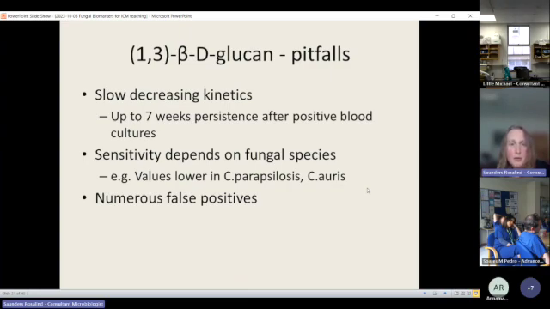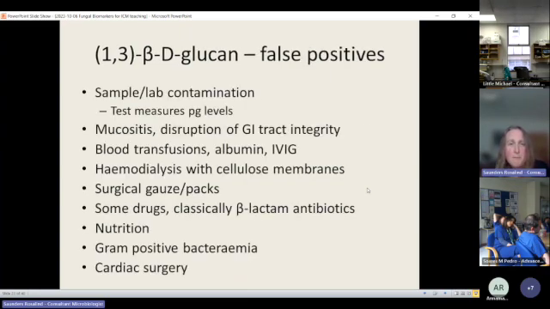The main pitfalls, though, are the numerous false positives. So there are many, many reasons for there to be false positives. So for the Glenfield people, we have lots of cardiac surgical patients. So many of those will have a transient positive beta-D-glucan that is perhaps related to the surgical gauze and packs that are put in, or it could be the bypass, if there's anything with cellulose membranes or filters. So even some of the fluids that go in can give you false positives.